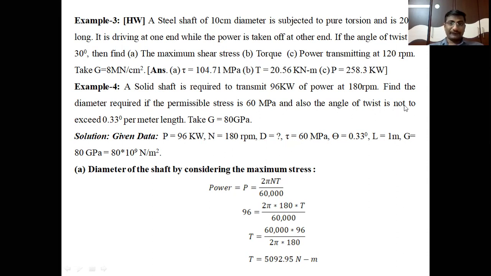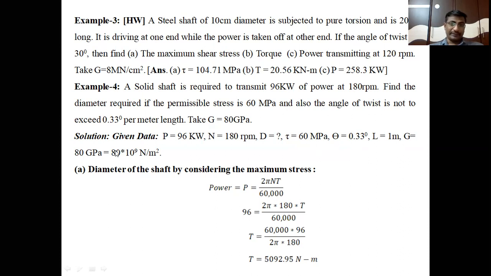And also the angle of twist is not to exceed 0.33 degrees. Angle of twist is given as 0.33 degrees. So two parameters are given to calculate the diameter, stress and angle of twist. By using these two parameters, we can calculate the diameter, and out of those two, the maximum diameter will be selected as the required diameter. So per meter length means L equal to 1 meter. The angle of twist is not to exceed 0.33 degrees per meter length, so length is taken as 1 meter.